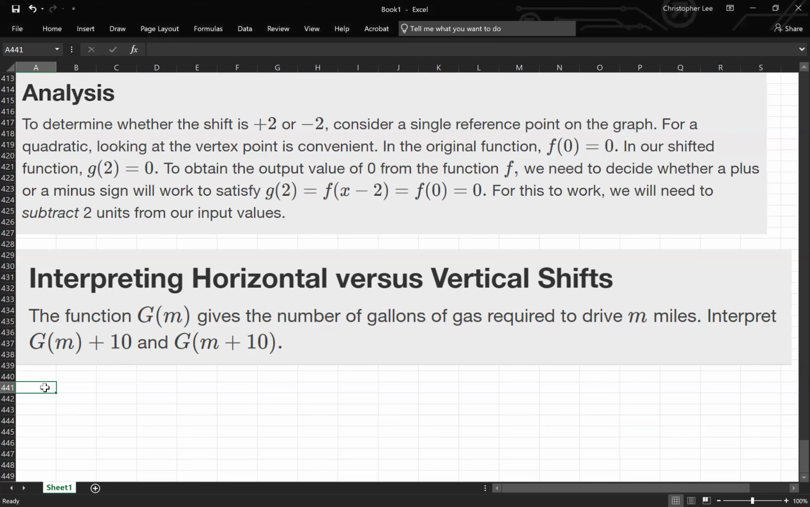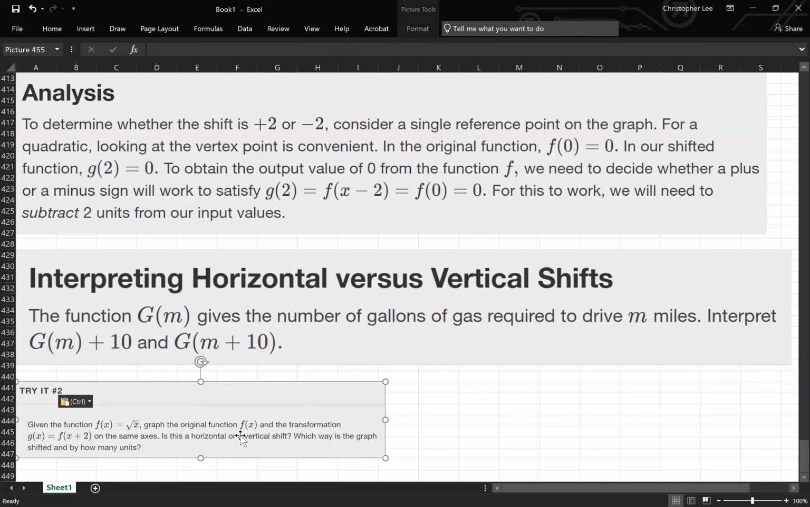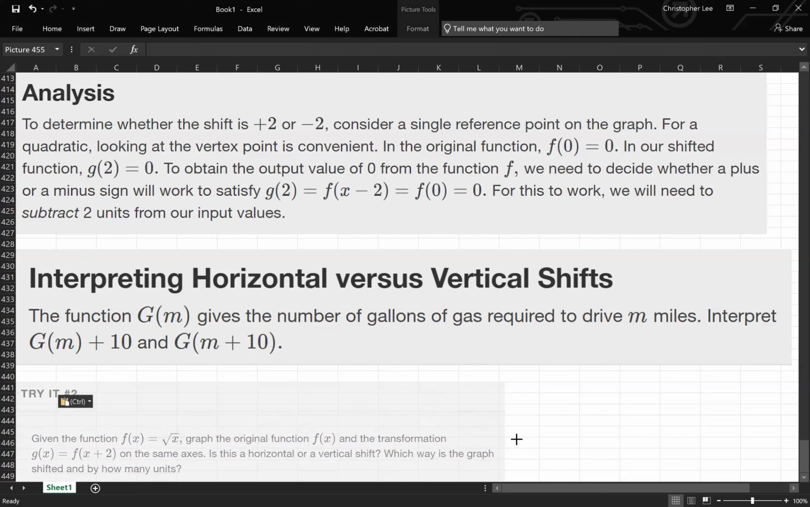Want to try another one? That's it. Just talk it out. Just interpreting. I always say in mathematics, when in doubt, write a paragraph. It's one of those paragraph questions.